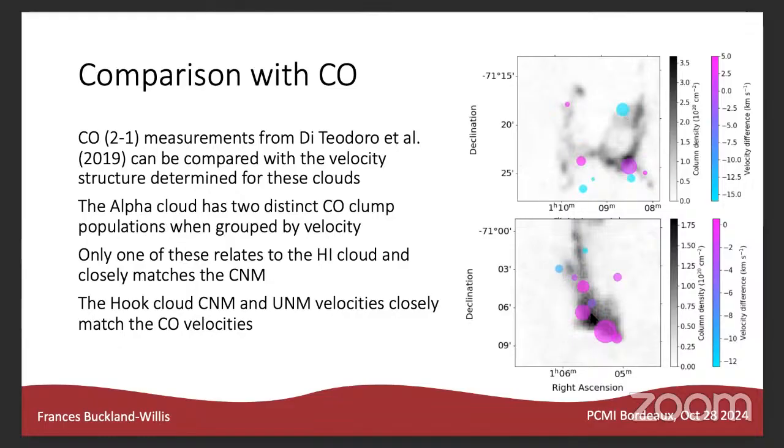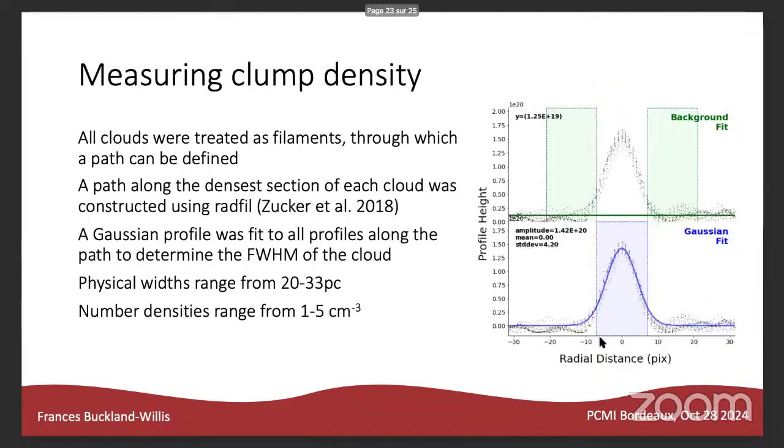But for the Hook cloud, we only have it at the base of the cloud, and we have a lot of these very strong clumps, because the size of the circle corresponds to the flux of the clump. So most of the strong sources align very well with our derived velocities for both the CNM and the WNM in this cloud, because they're well coupled. But unfortunately, we don't have any information for the other cloud.